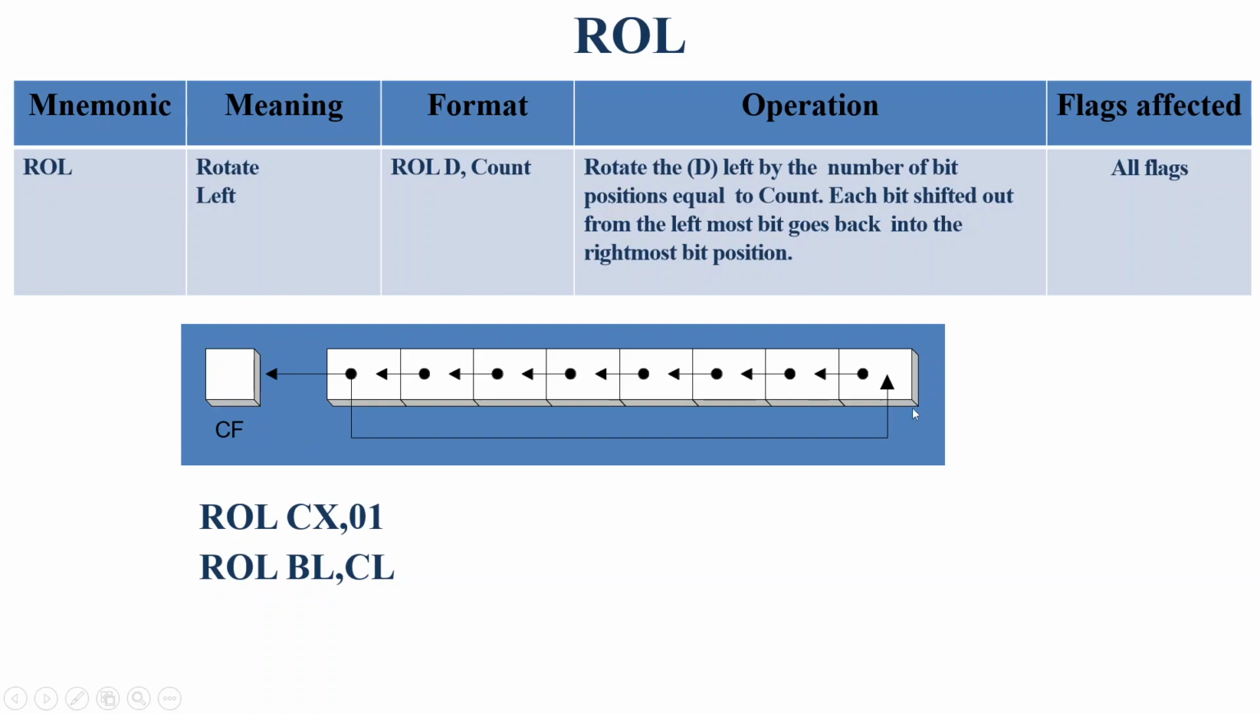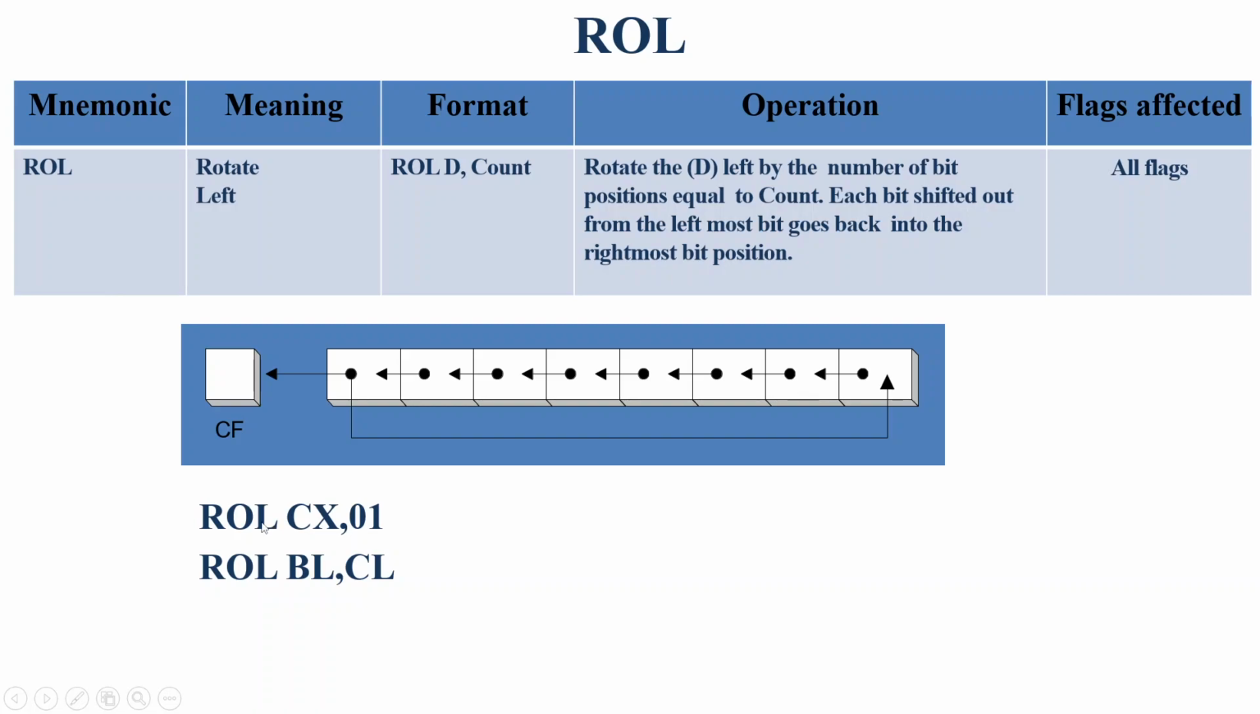So I have shown here that when I execute this instruction, the data will be moved from right to left. When it moves, the rightmost bit would be filled with 0 in a shift, but here it is a rotate instruction, so the MSB will be copied once again to the LSB.